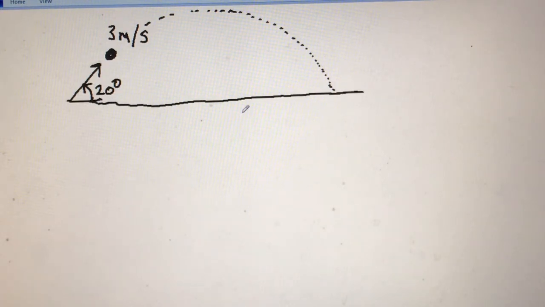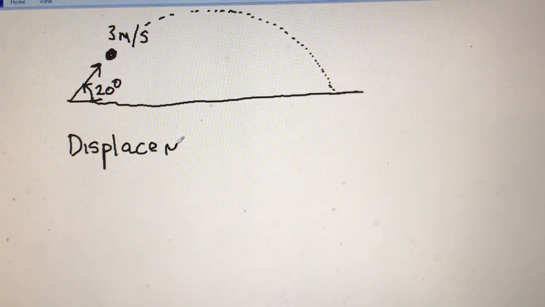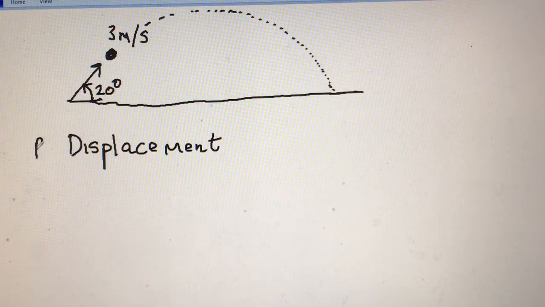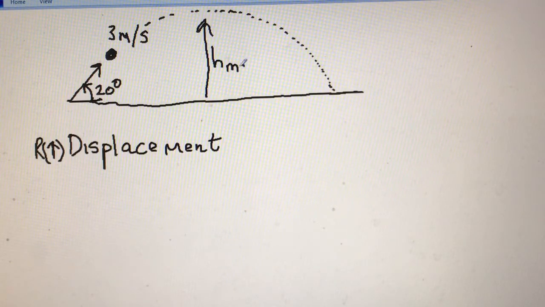The thing to remember here is that we have some letters we can assign. The displacement, i.e. the distance travelled in a straight line from the starting point to the end point, is shown by this displacement. The displacement acting in the vertical direction, upwards like this, travels to a maximum height, which is your H max, as I've written down here.